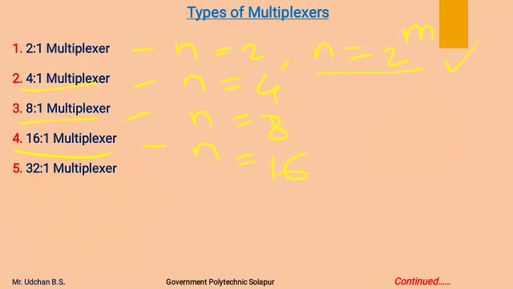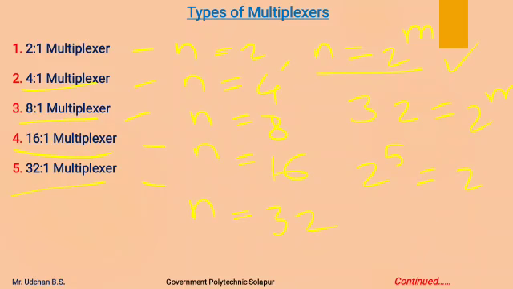And the last one is the 32:1 multiplexer, which has 32 inputs and only 1 output. Again, if we put the value of n into this equation, we write 32 in the power-of-2 form. 2 raised to 5 gives you 32, equal to 2 raised to m. Again, by comparing the powers, we get m equal to 5. So for the 32:1 multiplexer, we have 5 select lines.